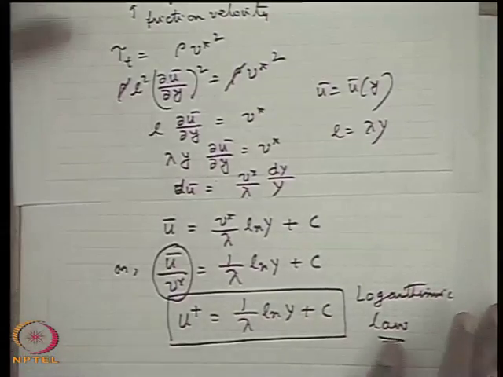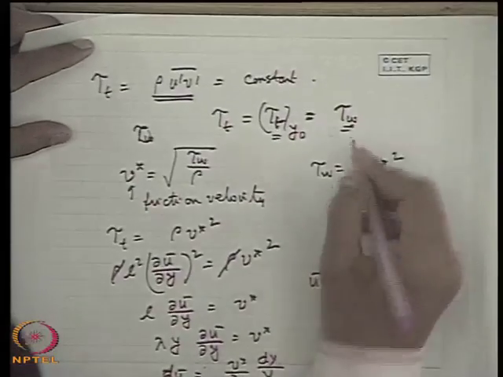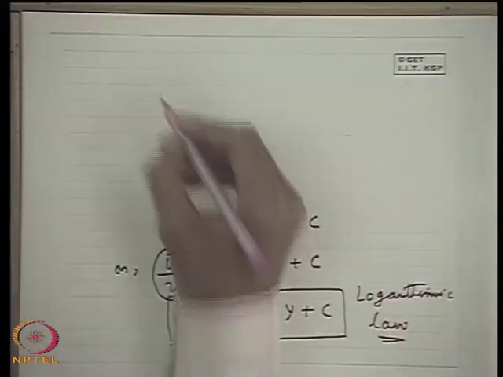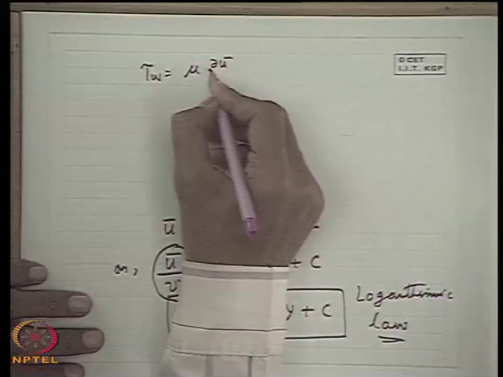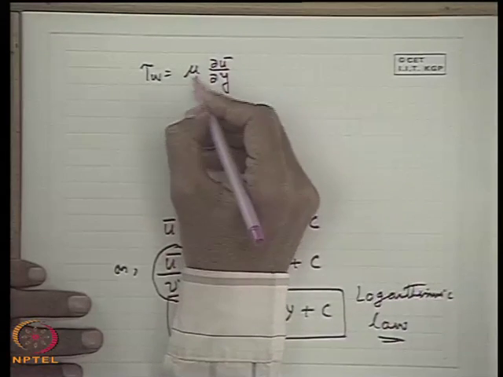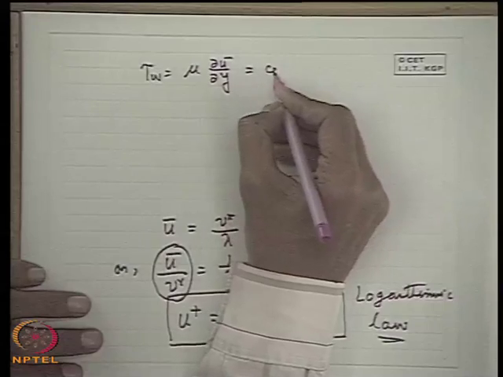Let us now find out the law in the laminar sublayer. In the laminar sublayer, tau w is constant, so we can write tau w is mu del u bar by del y. Laminar stress is related to laminar viscosity, mu del u by del y, and that is equal to a constant.